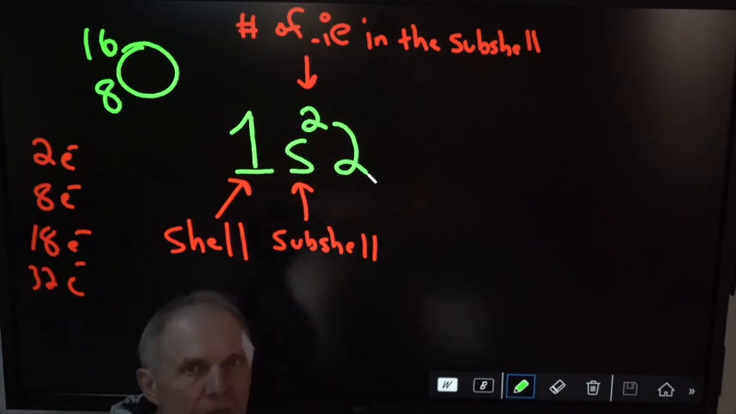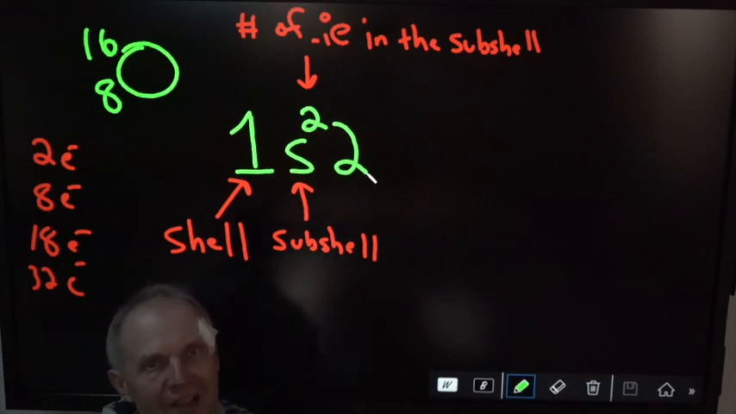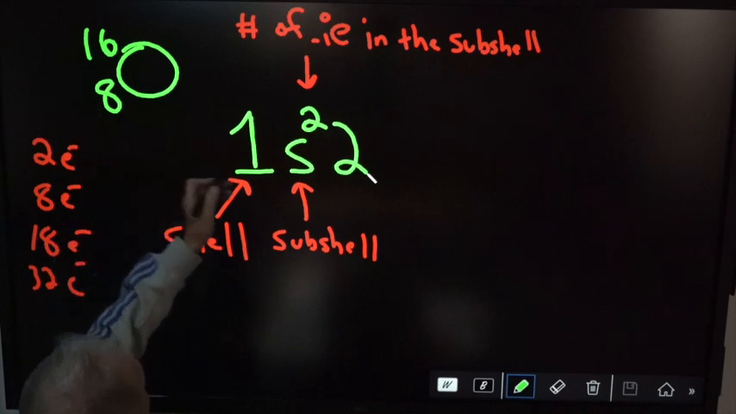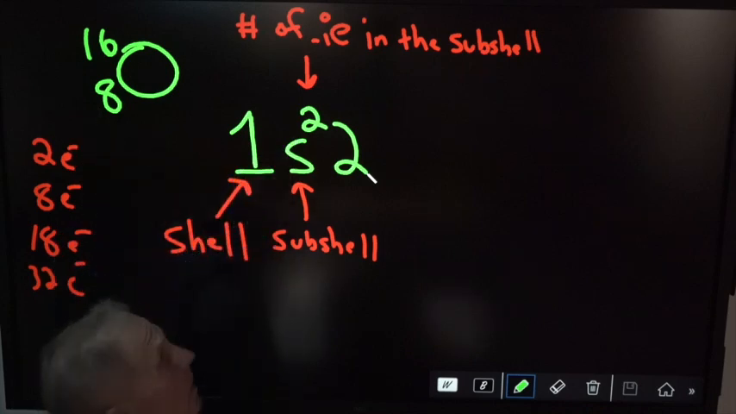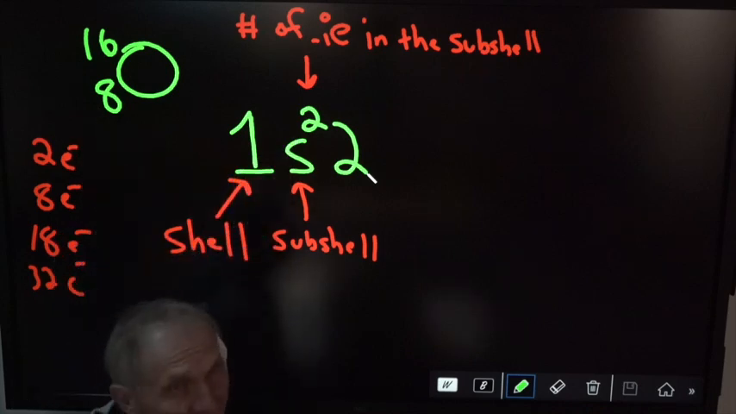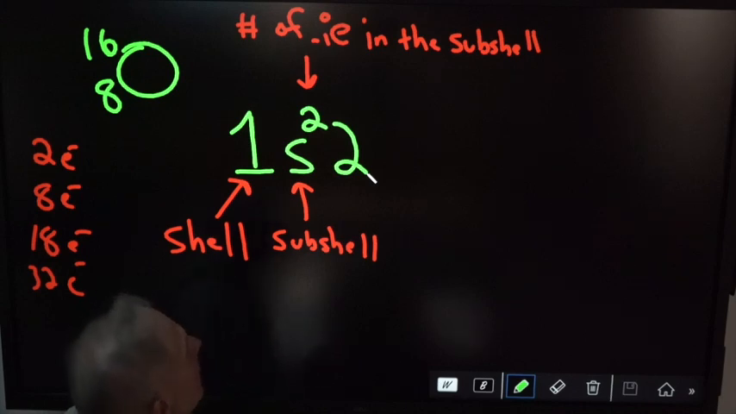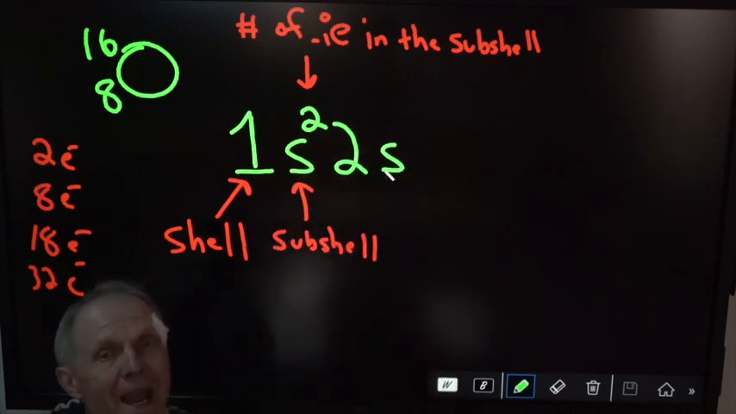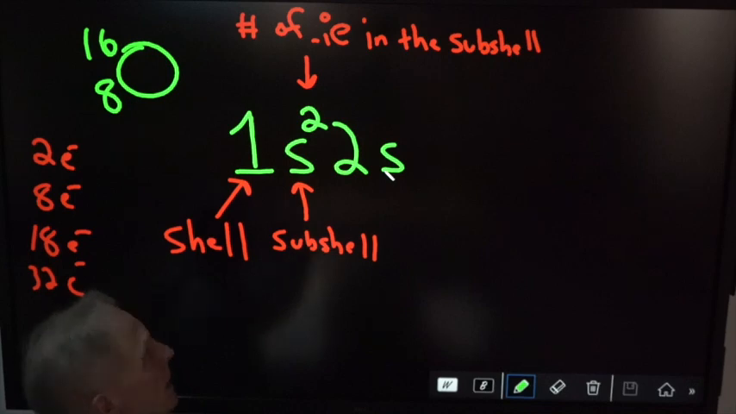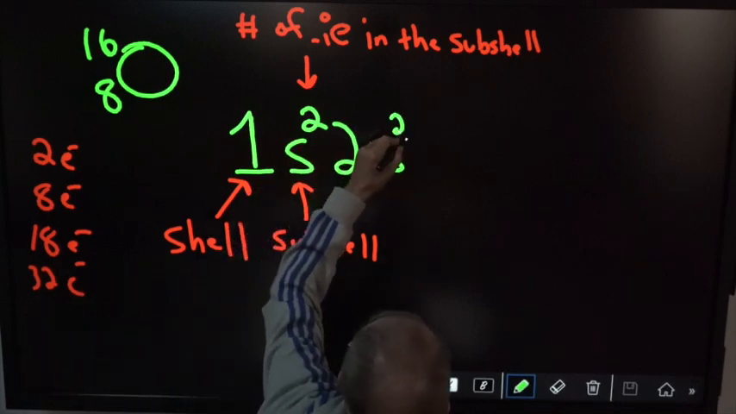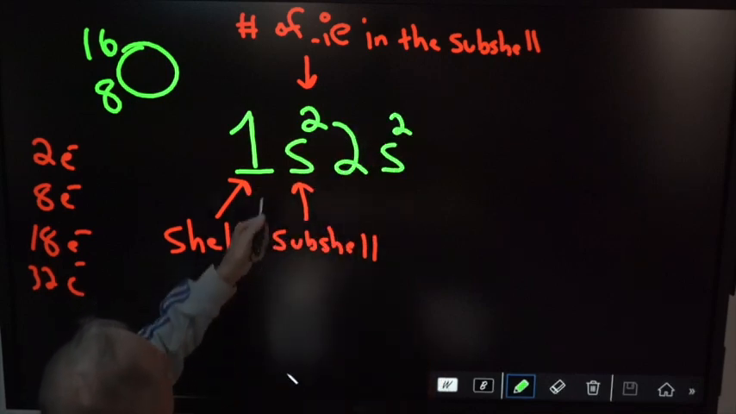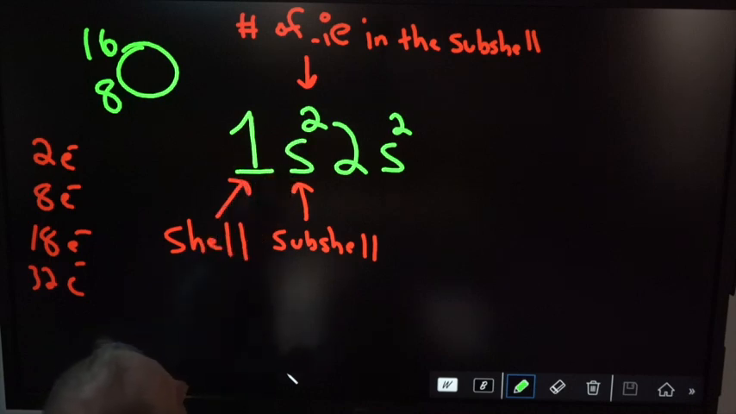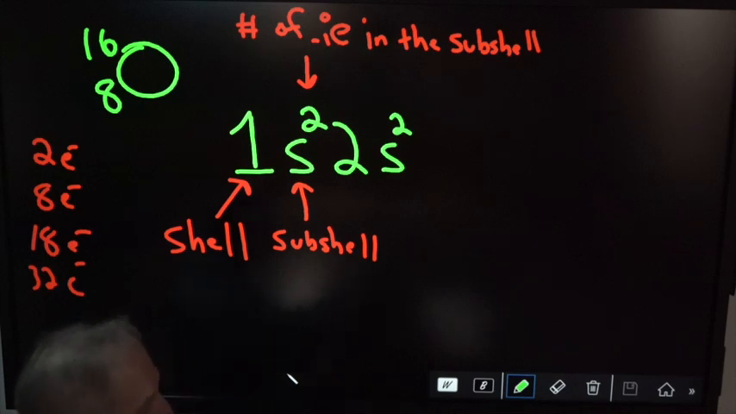Now, every shell starts out with an S. So I had 8 electrons. The first shell sucked up 2. That means I still have 6 electrons left. So the first subshell in every shell is an S. So I put 2s. Now how many electrons max can fit in the S? 2. So I put 2s2. Now, look, I've used up 2 electrons in the first shell, and I've used up 2 electrons in the second shell.